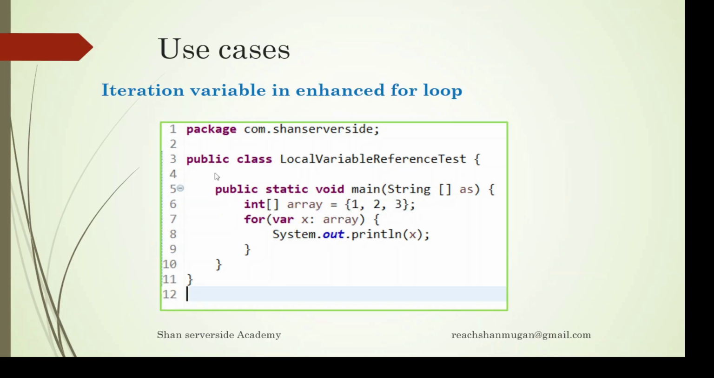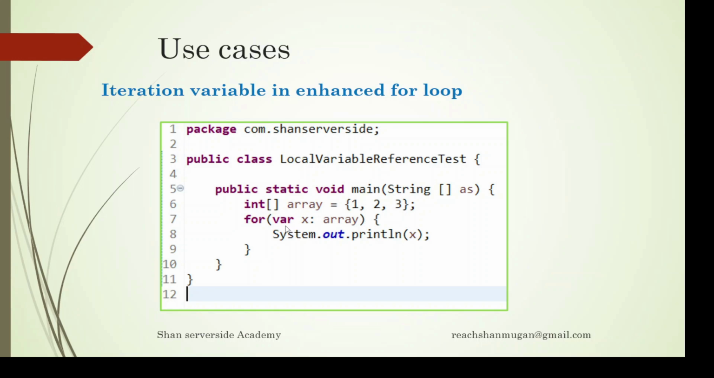We can also use this to declare an iteration variable. Here in this snippet you can see in line number 6, an int array is declared. When you are using an enhanced for loop, you have to declare a variable to hold the value of each item in the array. There, instead of the original data type, you can use var, and the compiler will take care of inferring it, because it knows the array's data type. It can infer it and substitute it here.